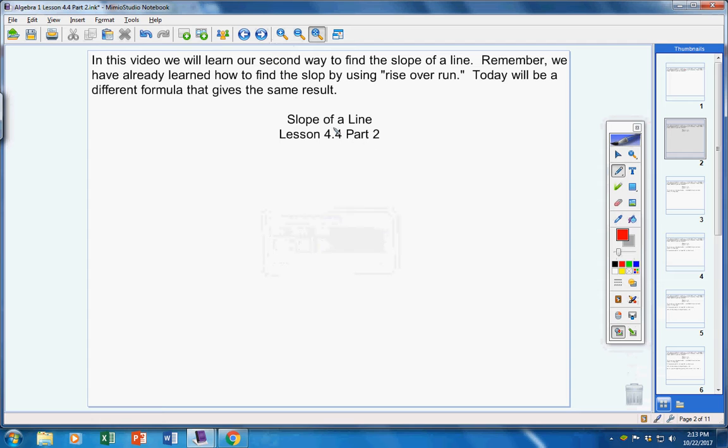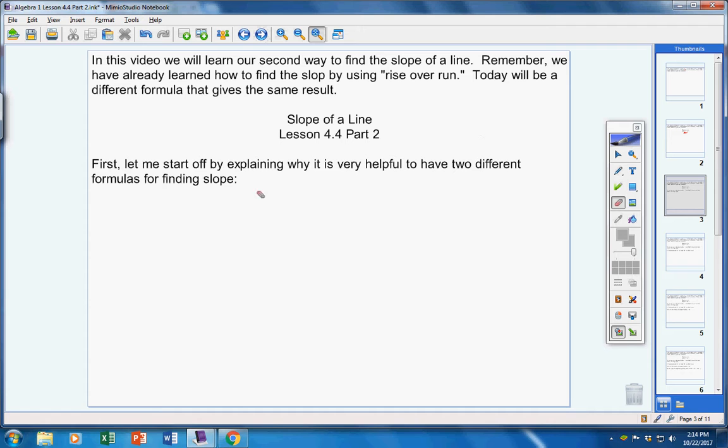Students, please copy down your heading for today, slope of a line, lesson 4.4, part 2, and be sure to include today's date. Now, the last video you watched, you might want to go back to your notes and check. I don't remember if I called that video lesson 4.4 or lesson 4.4 part 1. But if I did not say part 1, you should add that in your notes. The last video you watched was lesson 4.4 part 1. Today is part 2. Okay?